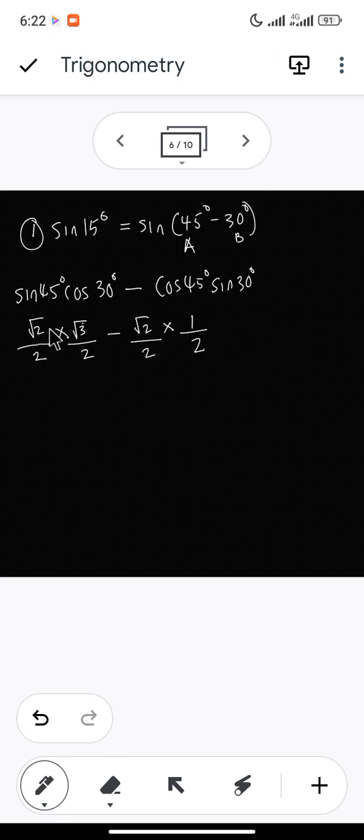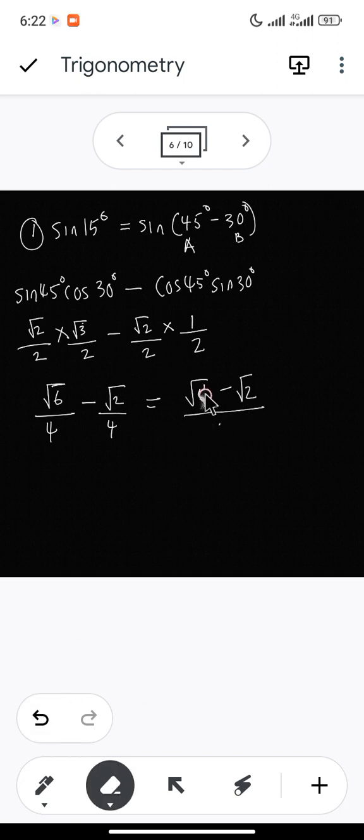So solving this, when you multiply this, you're going to have root 6 over 4 minus root 2 over 4. They share the same common denominator. We have root 6 minus root 2 all over 4. So this is your answer without making use of a calculator.